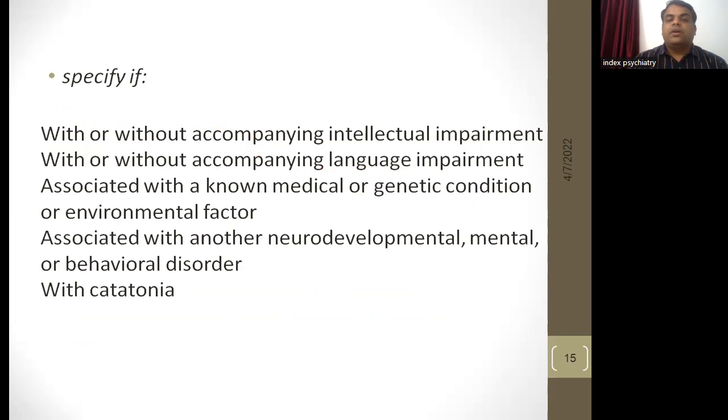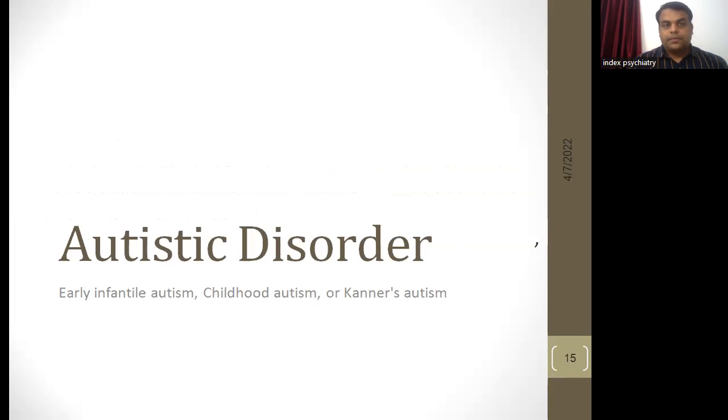Specify with or without accompanying intellectual impairment, with or without accompanying language impairment, associated with a known medical or genetic condition or environmental factor, associated with another neurodevelopmental, mental or behavioral disorder, with catatonia.